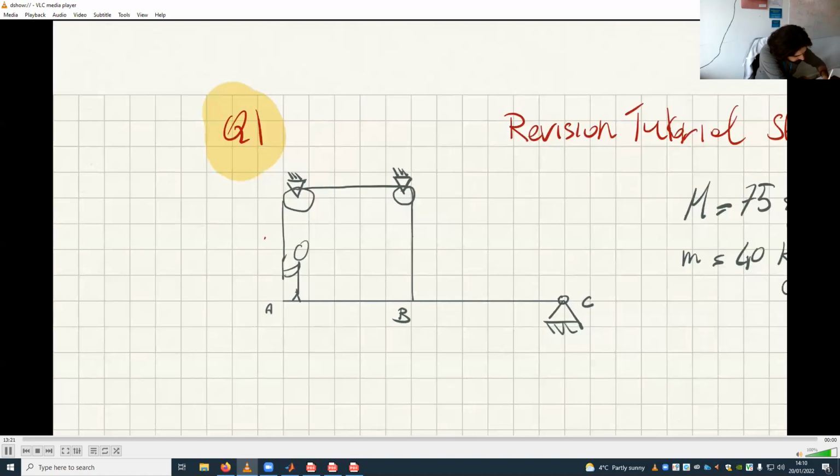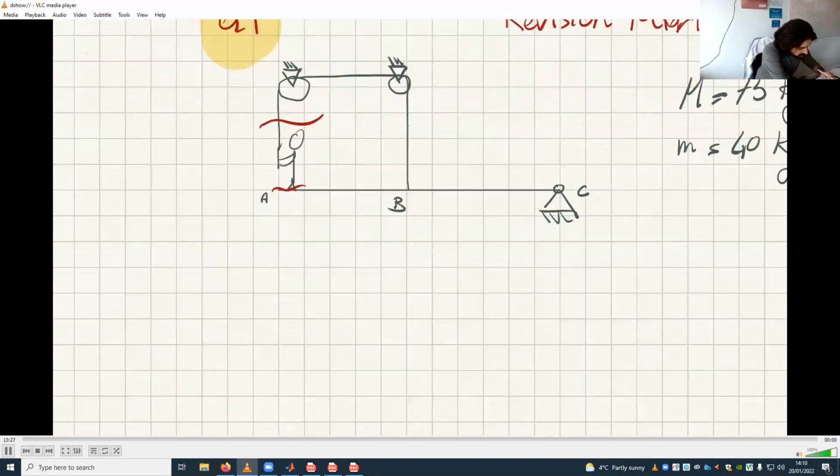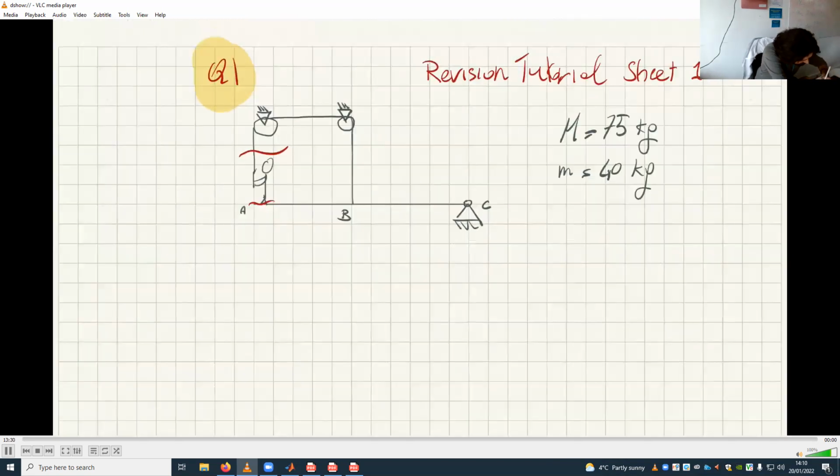That means we have to isolate the man from the beam. If I do the free body diagram of the man, it looks something like this. And how many forces are acting on this man? Come on, how many? So there would be the pulling force. Will it be down or up? The tension of the rope. Will it be pointing down or up? Up. Why? Because the rope's trying to pull him up.